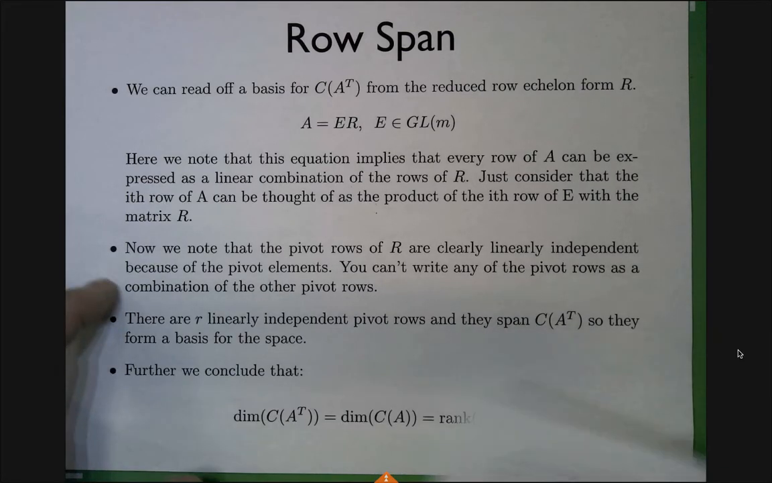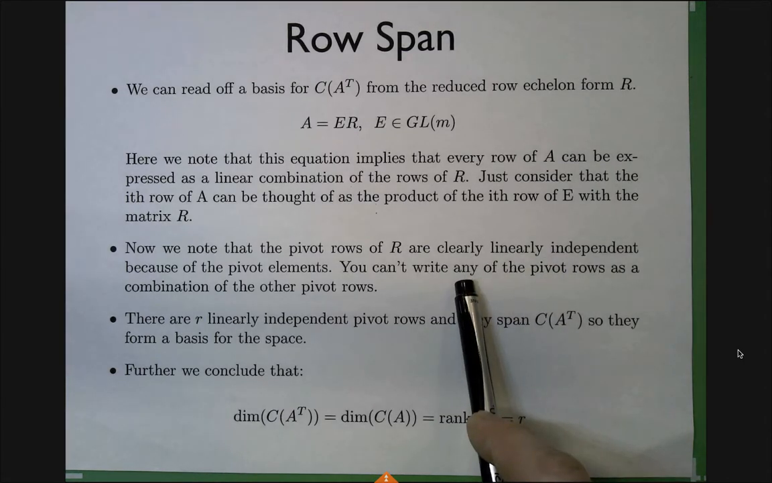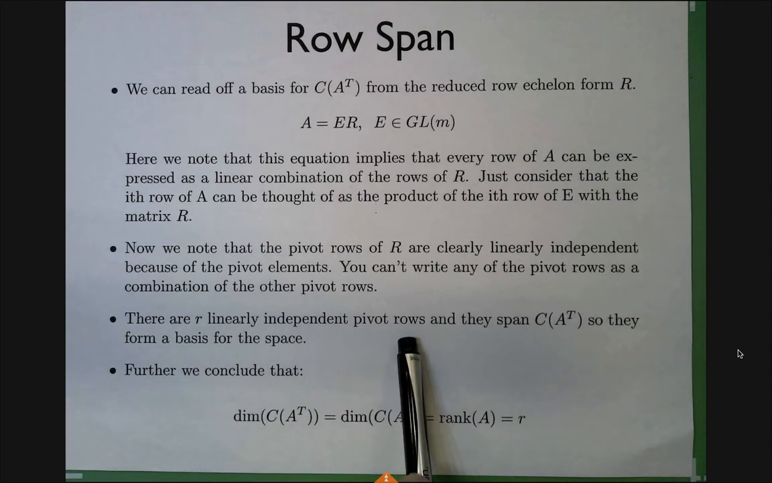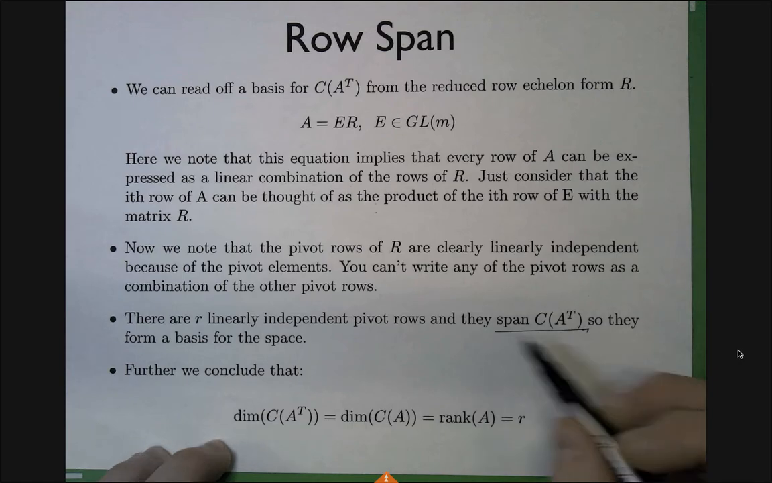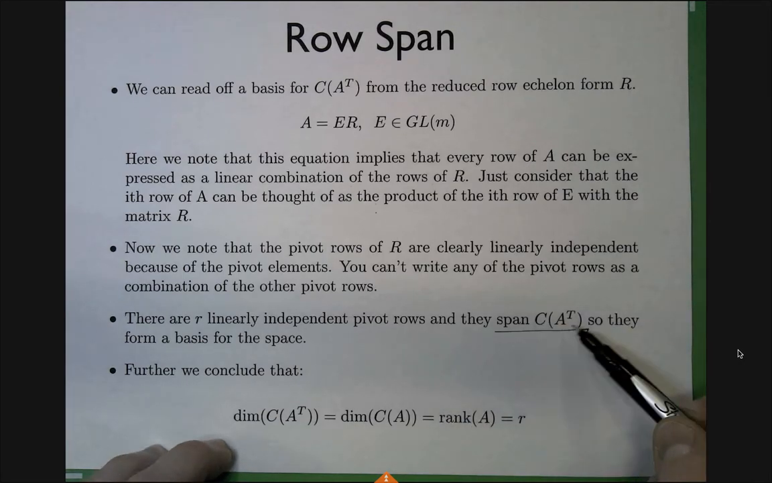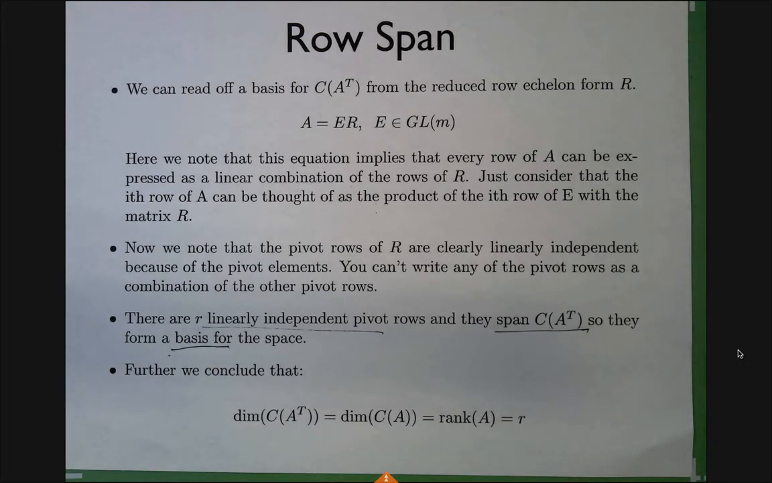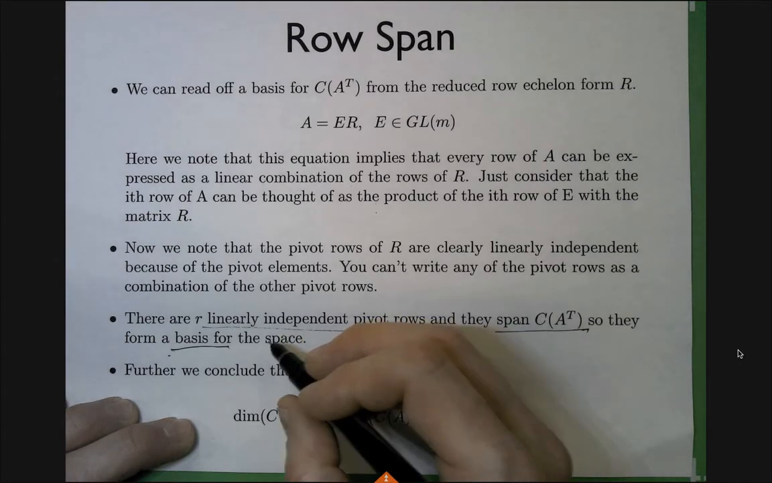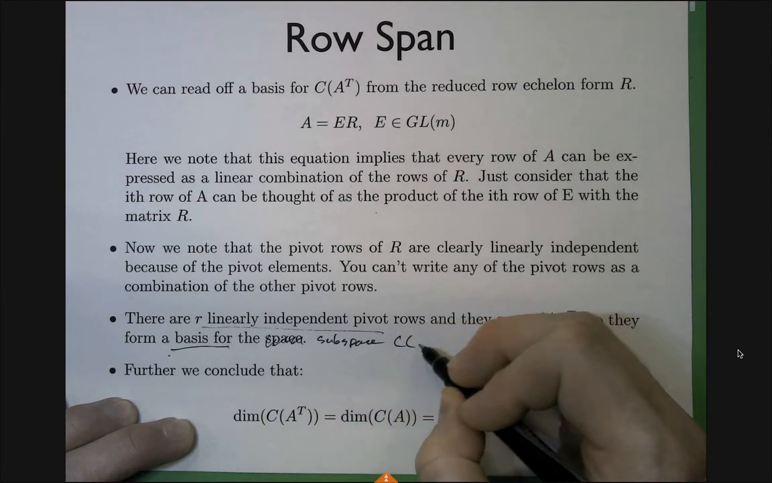So here is just a summary of what I just said. They are linearly independent, that's why. And we have R linearly independent pivot rows. They are also called pivot rows, and they span the row space of A, aka the column space of A transpose. They are linearly independent, and therefore they are a basis for the subspace, maybe I should say, a basis for the subspace C(A^T).